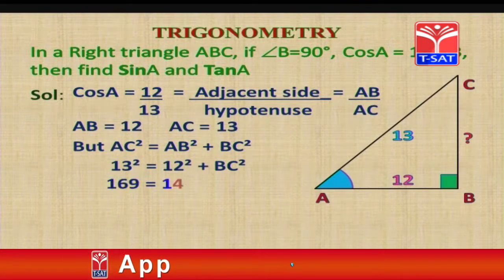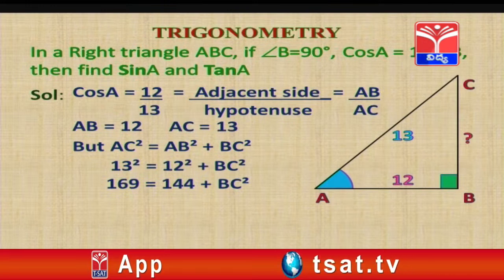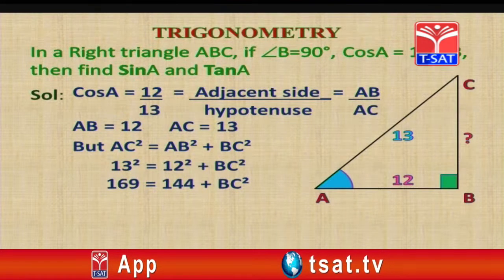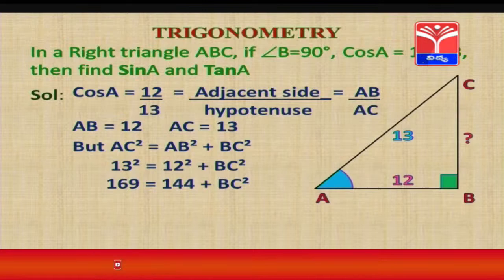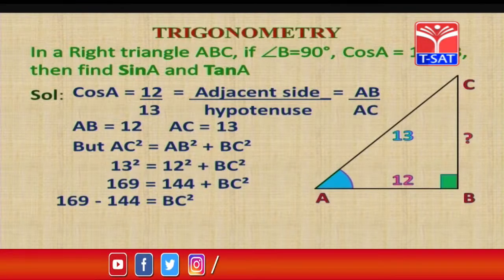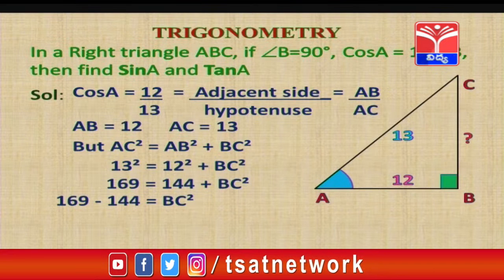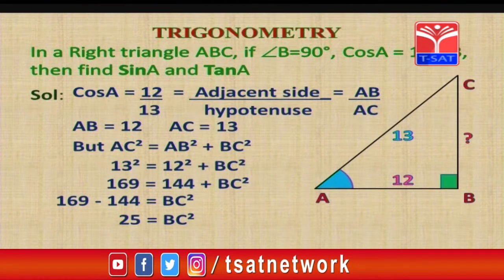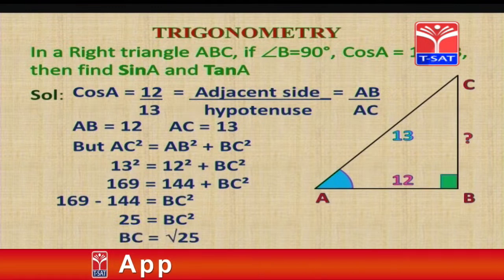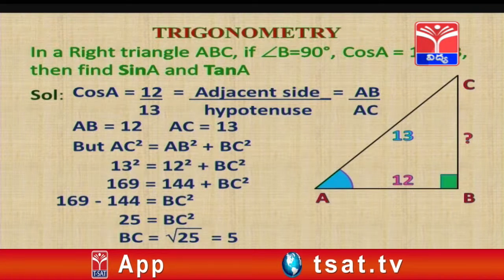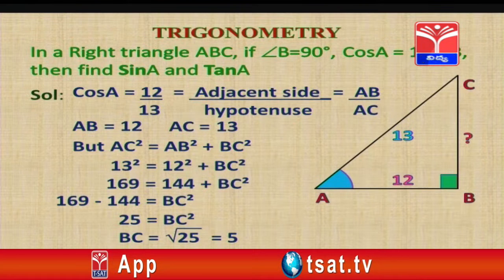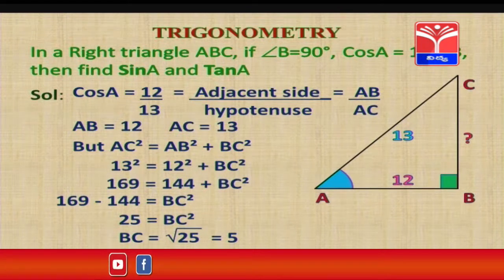Now, 13 square is how much here? 169 is equal to 144 plus BC square. I need to find out BC square. So, I am bringing 144 from the right side to the left side. So, 169 minus 144 is equal to BC square, 25 is equal to BC square. That means, BC is equal to root of 25, that is how much? 5. So, we got the value for BC.